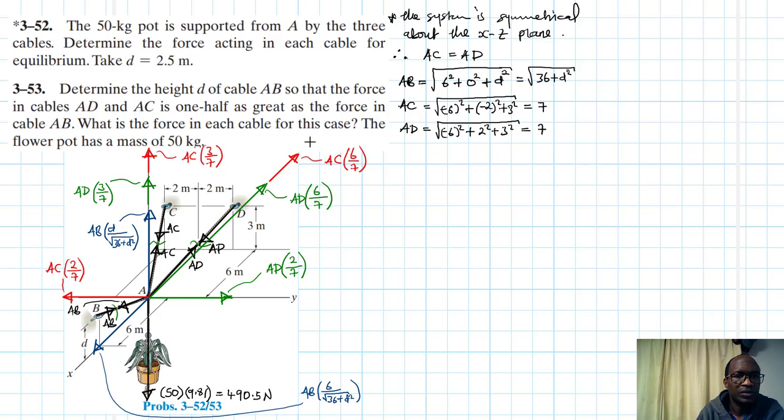Let me write this. So this one is just AC. This is AC by length along the x-axis, which is 6 divided by 7. Alright, so we're going to sum this up using the equations of equilibrium. Say summation of forces in the x equal to 0. So in the x, what do we have?